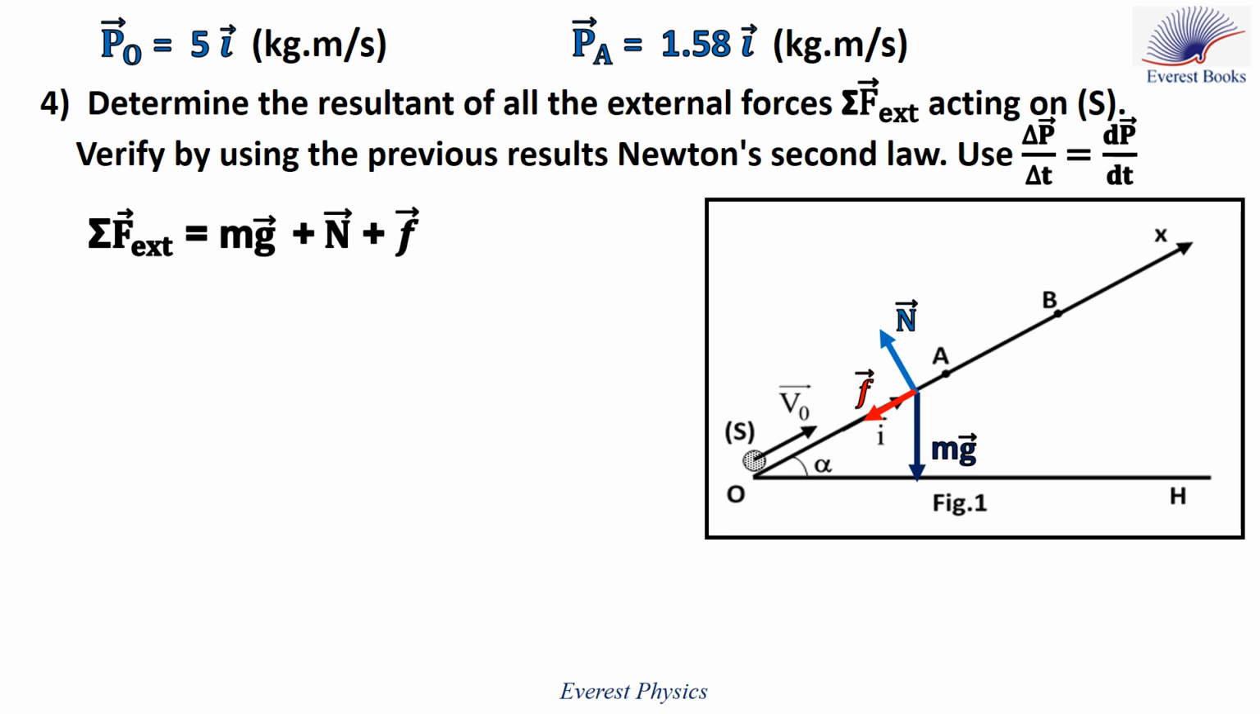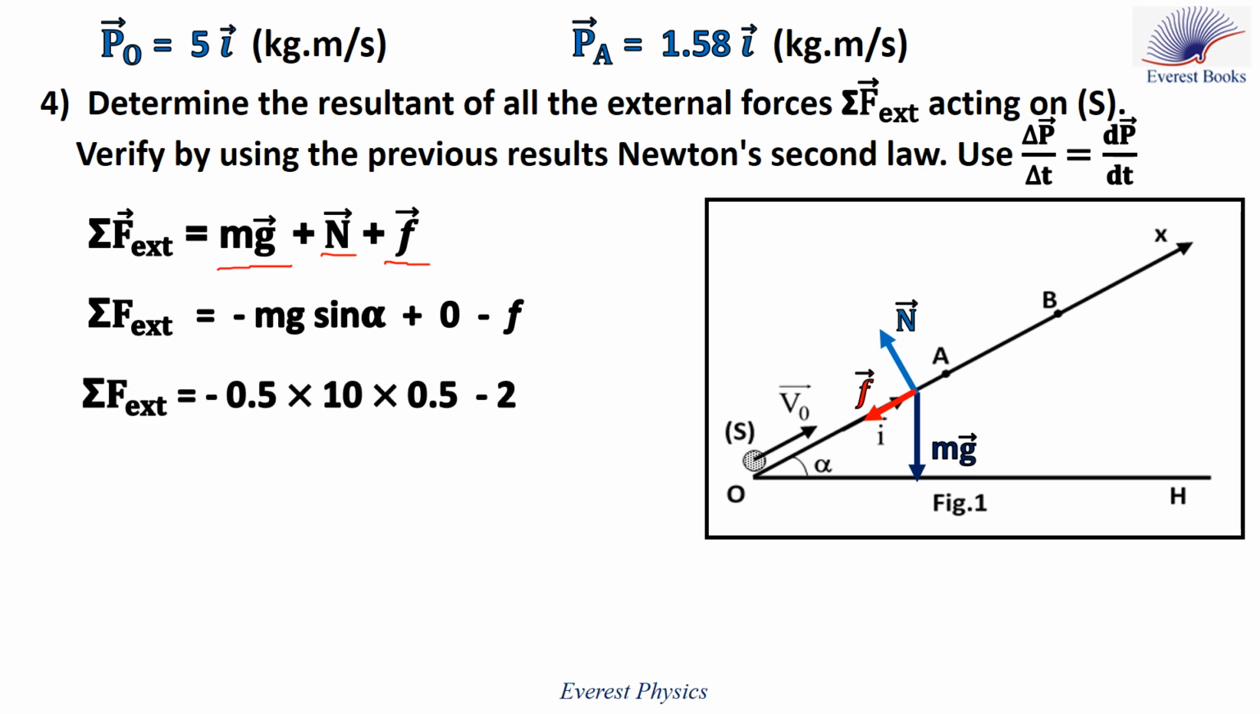Project these forces along the positive x direction. The projection of the weight equals minus mg sine alpha. The projection of N equals 0, and the projection of the friction equals minus F. Now, replace m by 0.5, sine alpha by 0.5, g by 10, and F by 2. Therefore, the algebraic value of the net force equals minus 4.5 in newtons, and the net force vector equals minus 4.5i expressed in newtons.